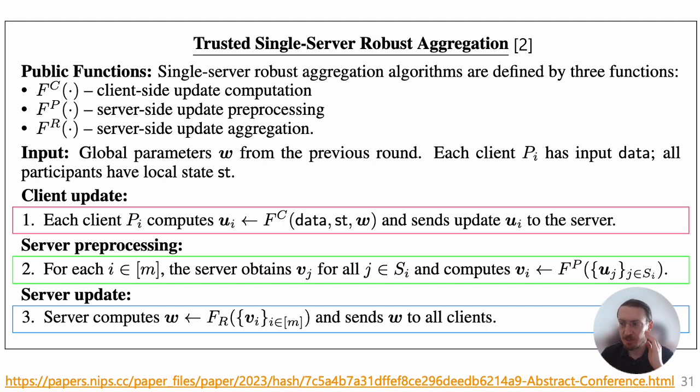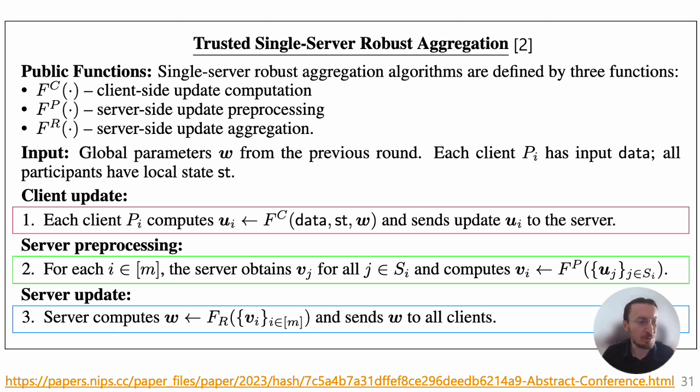Next, in the function f to the power of p, we do preprocessing. This is computed on the server side, and for the centered clipping, the step involves, for example, the update clipping. And here you have to note that the momentum was done on the client side. So this stands for centered clipping on the client side. And finally, in the f to the power of r function, we compute the final update. The server combines the preprocessed local updates into a global model update W, and then returns it back to the client for the next round of computation.